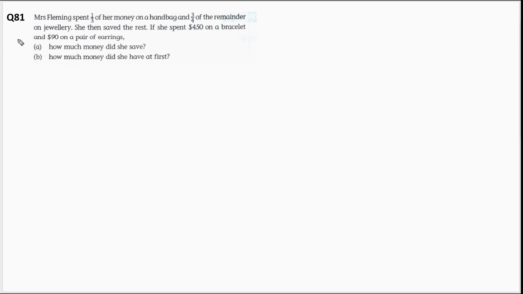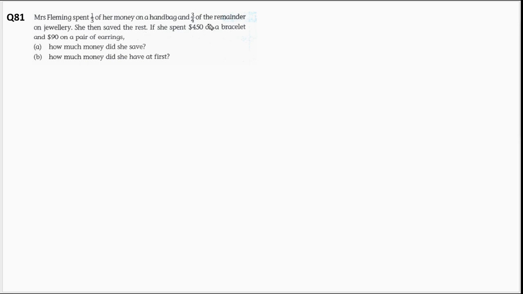Okay, so let's give this a go. The first thing I'm going to remind you, let's see if we've noticed anything. We've got some different denominators here, but I also hope you'll notice that these are fractions of different wholes. This is a third of all of her money, whereas this is 3/4 of the remainder after she spent money on the handbag. This is what you should have noticed. She saved the rest.